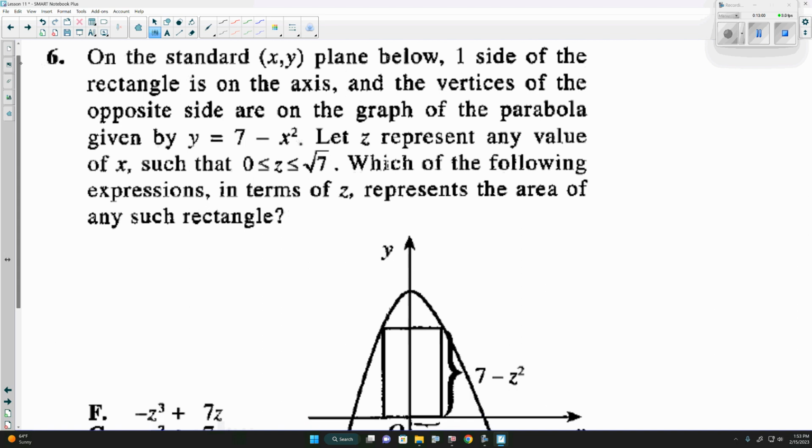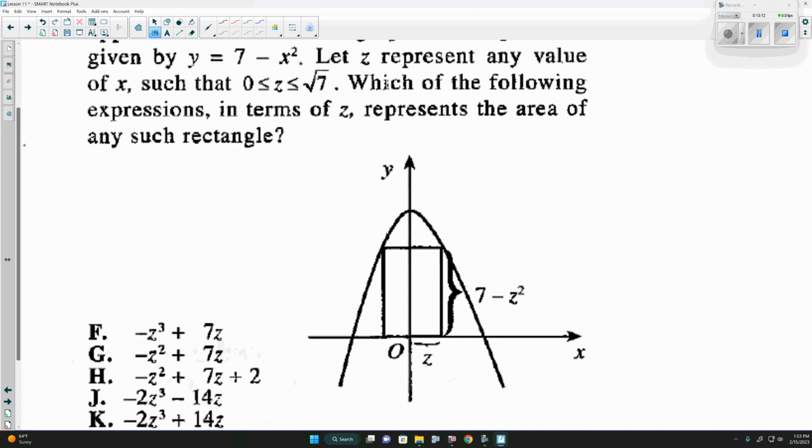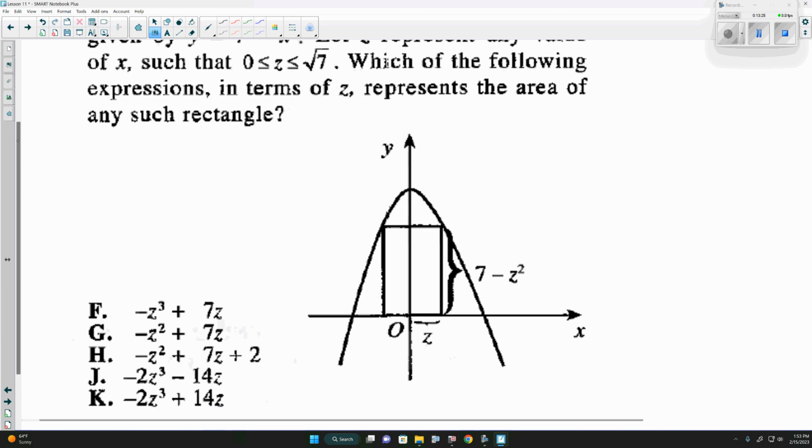On a standard XY plane below, one side of the rectangle is on the axis, and the vertices of the opposite side are on the graph of the parabola given by this equation, y equals 7 minus x squared. Let z represent any value of x such that 0 is less than or equal to z is less than or equal to the square root of 7. Which of the following expressions in terms of z represents the area of any such rectangle?